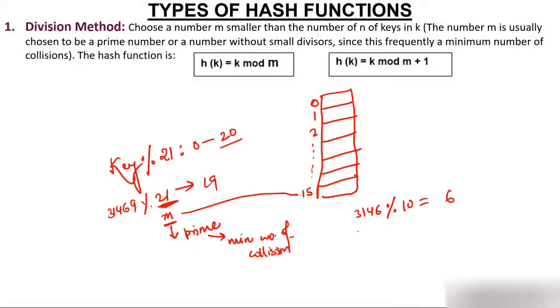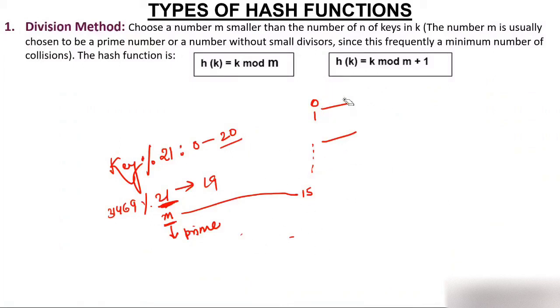6. And suppose you want to store 5148, you take the remainder with 10, what value do you get? 8. But suppose you are now taking 9666, when you take the remainder with 10, you get 6. So this is a collision. So if you take M as a non-prime number, you have more chances of getting collision. I hope I have tried my level best to explain what M is.